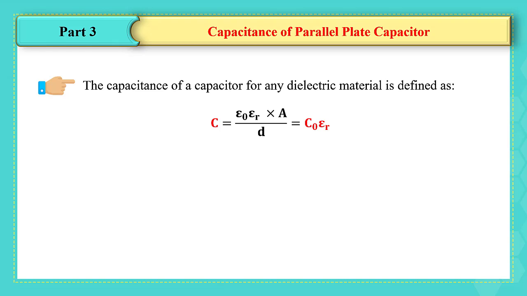Now, if I want to substitute this equation in this formula, then I will get epsilon 0 times A divided by D is equal to C0. Then the capacitance C is equal to C0 multiplied by epsilon r.